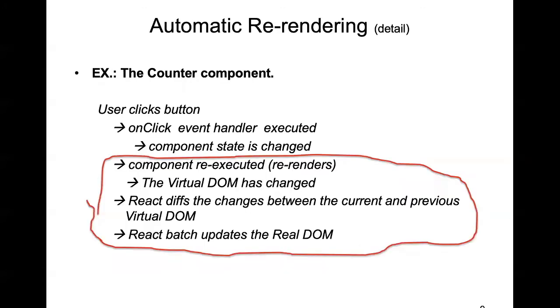So this is now an expansion of what I had about 2 or 3 slides back. This is really what's happening. In our counter example, once the user clicks the button, it changes the state variable for that component, and then React does all of this stuff. It re-renders your component, it re-executes it. That causes a change to the virtual DOM. It then does a diff between the new state of the virtual DOM and the old state, and then it batches those updates to the real DOM. Where this is really important is if there are a number of components that are re-rendering as a result of the user interacting with the UI.